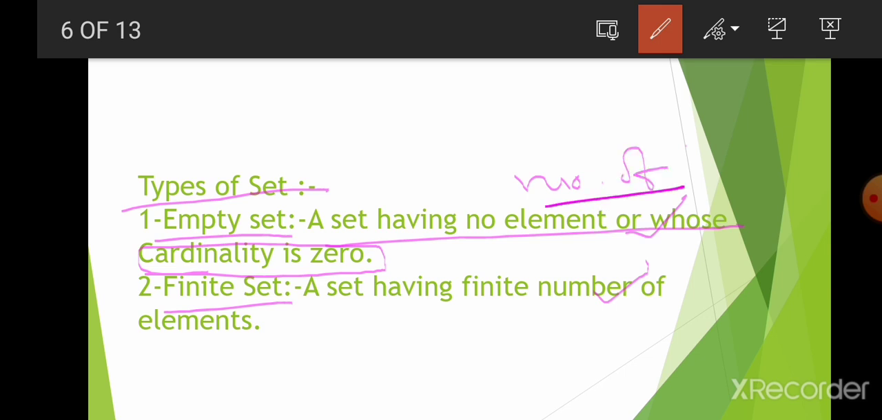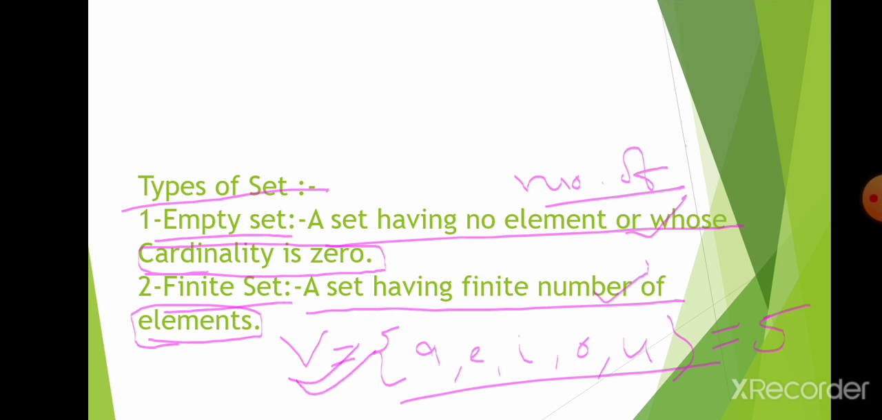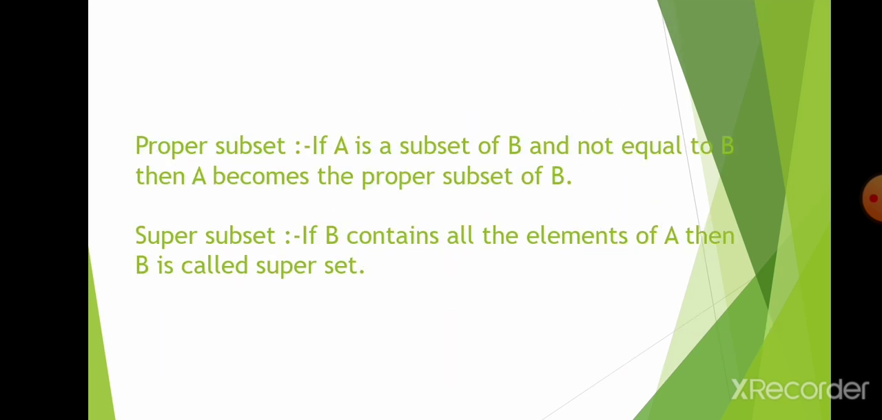A finite set means a set having a finite number of elements, like we discussed with the set of vowels, in which the elements are a, e, i, o and u. The number of elements is countable, that is 5, so this set is known as a finite set. Next, let's move to the different types of sets.